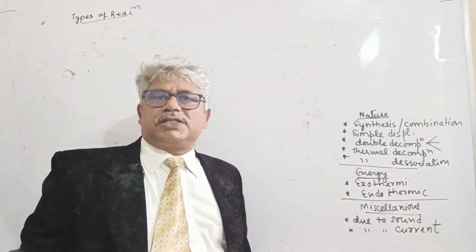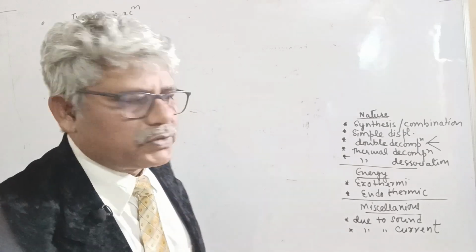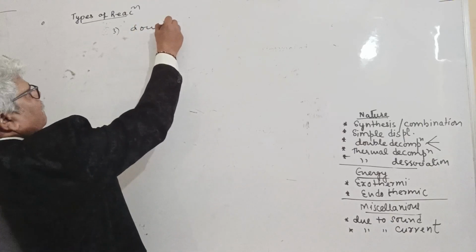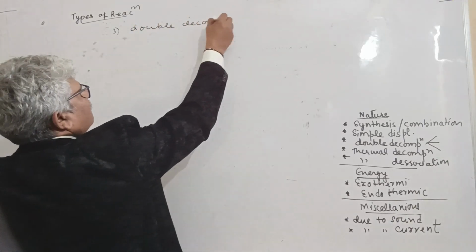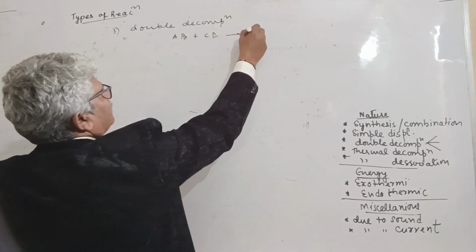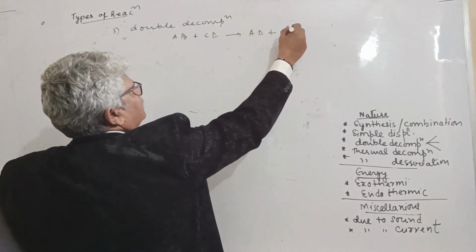Now the next one is still important, which is double decomposition. Double decomposition is AB with CD giving AD plus CB.